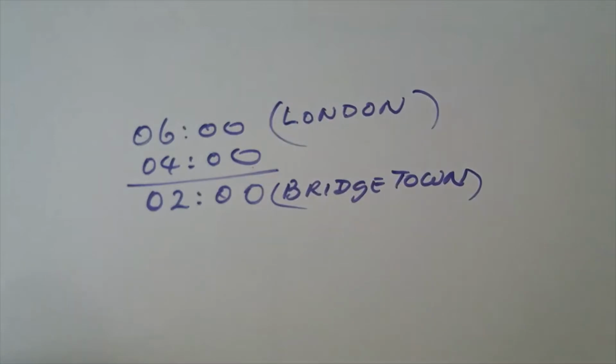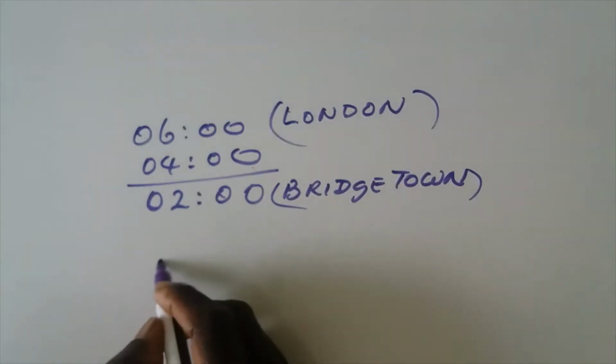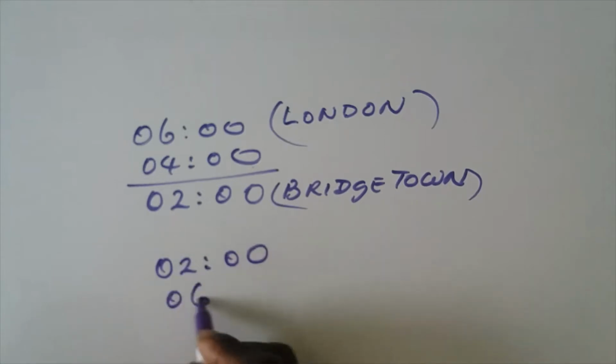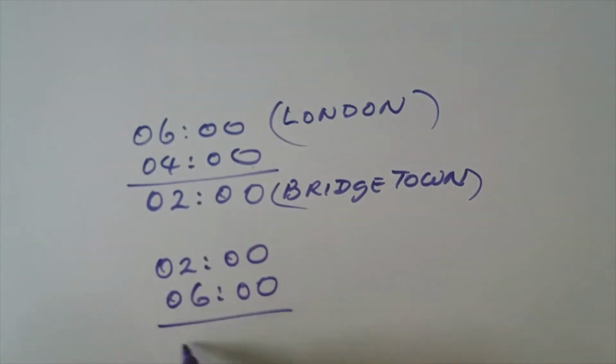If the flight takes 6 hours, we'll have 02, and we'll add 6 to that. So the flight will arrive in Bridgetown at 0800 hours.